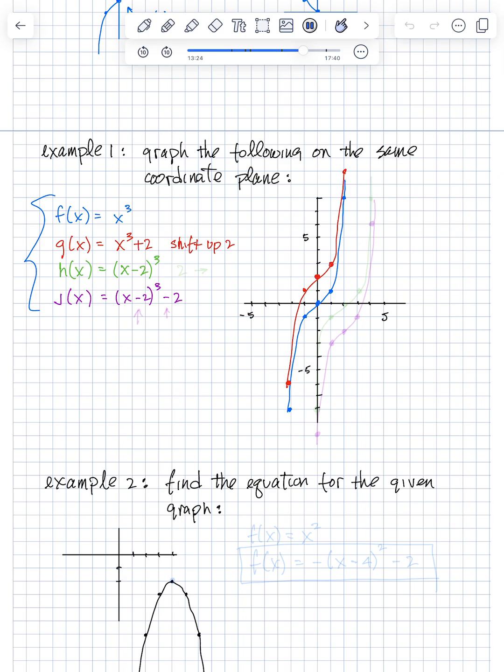Now, the green one, its h of x is x minus 2 cubed. So since it's inside the parentheses, it's going to go 2 places to the right because it's a negative sign. So we'll go back to the blue, and every dot goes 2 places to the right. So here's the one, here, here, here, and here. So now we can draw h of x.